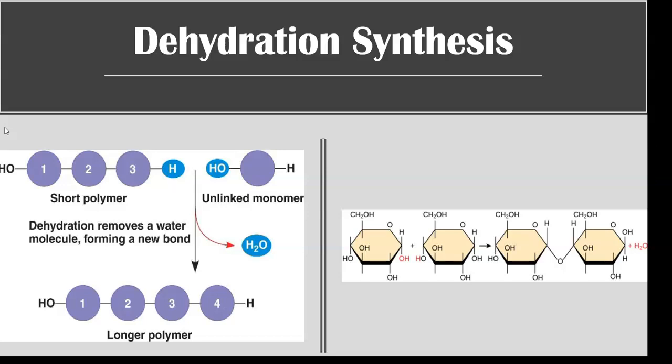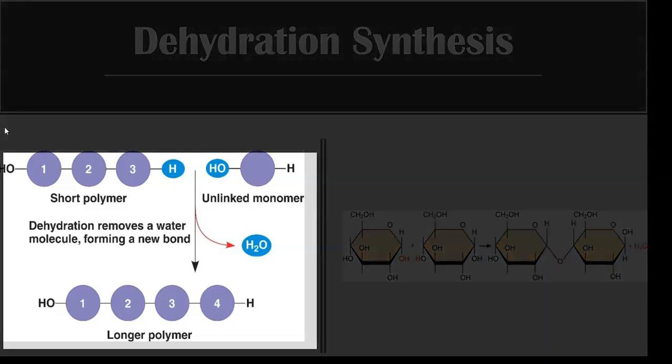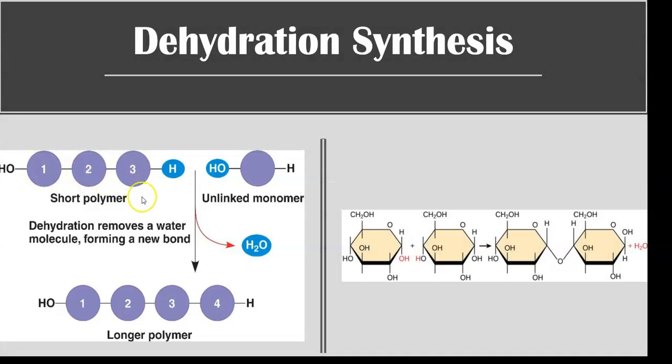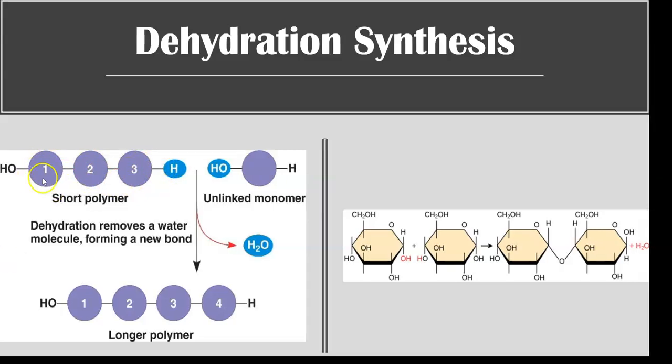So let's take a look here to see how this actually works. So here we've got an illustration and we've got these purple circles. This is representing a polymer, a short polymer, of course, because as we said, polymers typically have hundreds or thousands of units. So each of these numbers represents a monomer. All right, so here we have 3 monomers represented by the 1, 2, and 3 to make our short little polymer. On one end of this polymer, we see an OH or hydroxyl group. On the other end, we see a hydrogen.